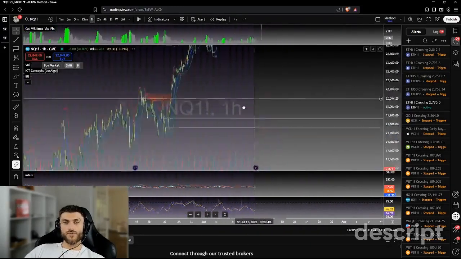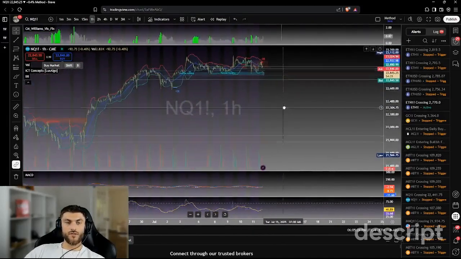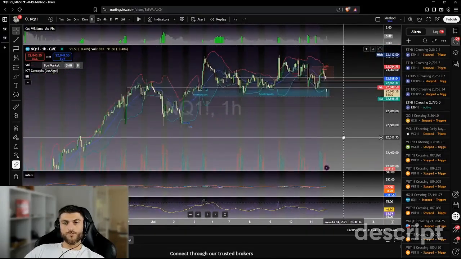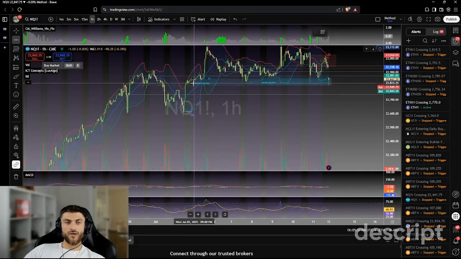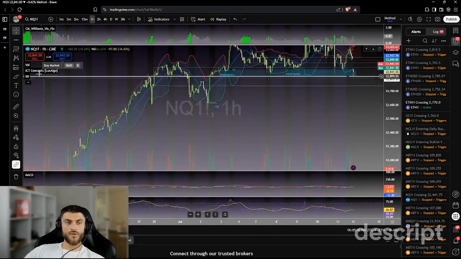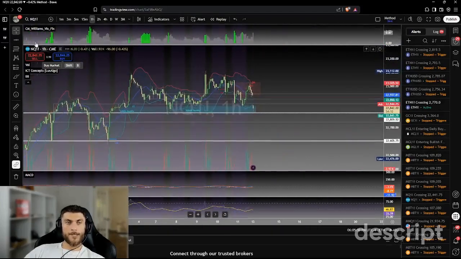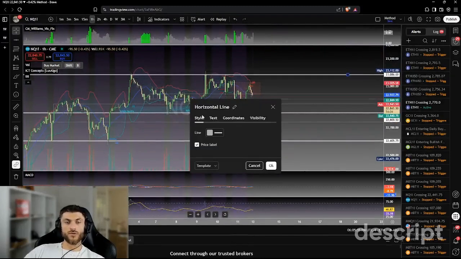All right, so now we're going to jump on the 1 hour. This is where I start to develop an idea of where an entry point might be for a short or a long position, just depending on how the price action plays out the Monday following my analysis, and then into the week.